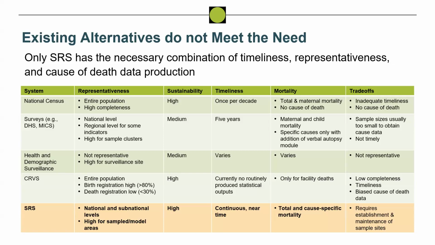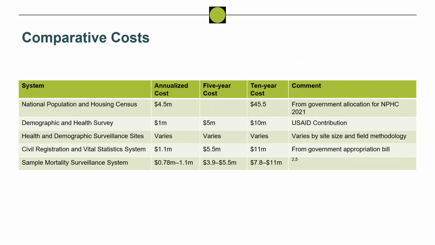And so there is a strong case that with an SRS, we will be able to get that national representativeness of the data. We'll be able to get that data in a continuous and real-time manner. We'll be able to also get total and cause-specific mortality, which will help us determine some of the different fractions of deaths. And then the requirements are also quite simple after the initial high investments of an SRS. And so what does that mean?